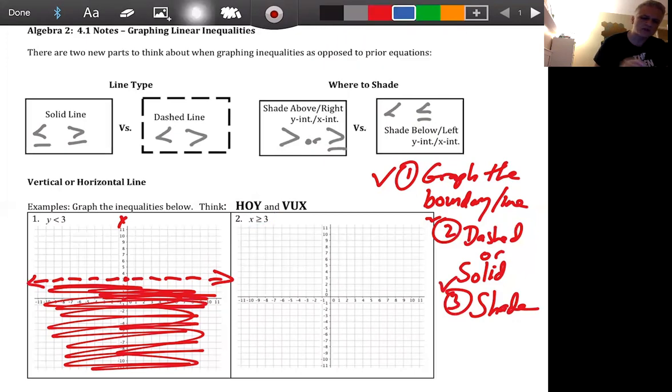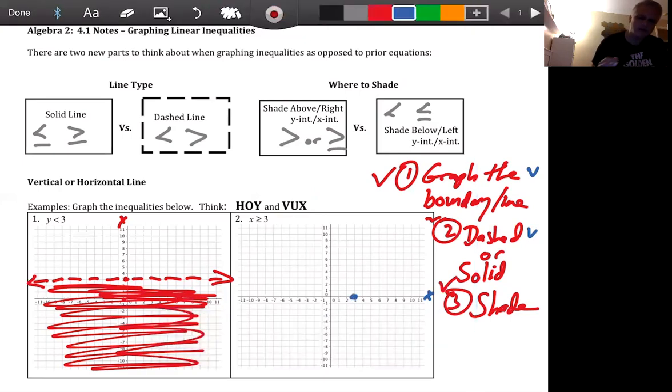X is greater than or equal to 3. So again, we're going to graph the boundary line and think, are we going to go dashed or solid? The boundary line is x equals 3. X equals 3, as we remember from HOY-VUX, is a vertical line, undefined slope, x equals a number. So we go to the x-axis. We look at the 3. We put a dot there.